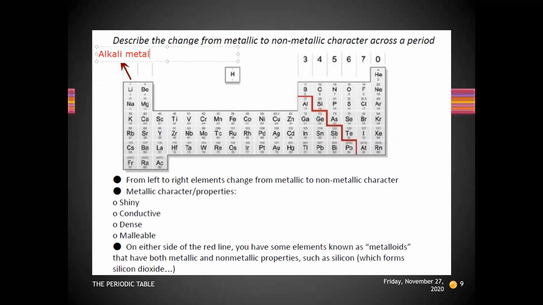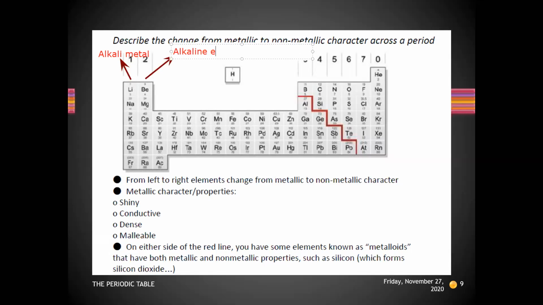Why do we call them alkali metals? Because group one metals, when they react with water, form a hydroxide, or metal hydroxide. That's why we call them alkali metals. In the same way, group two are known as alkaline earth metals. Why alkaline earth metals? Because most of these metals are extracted from the earth's crust. That's why they are known as alkaline earth metals.